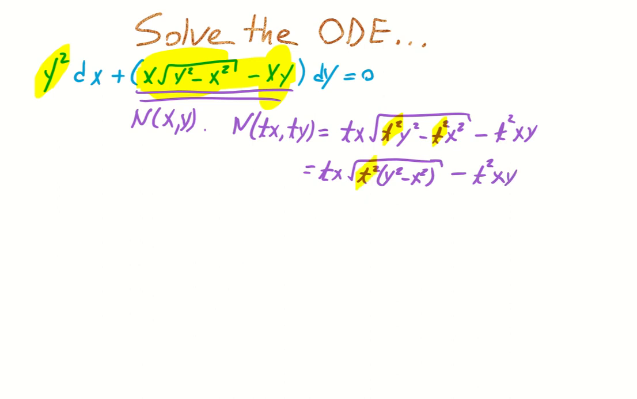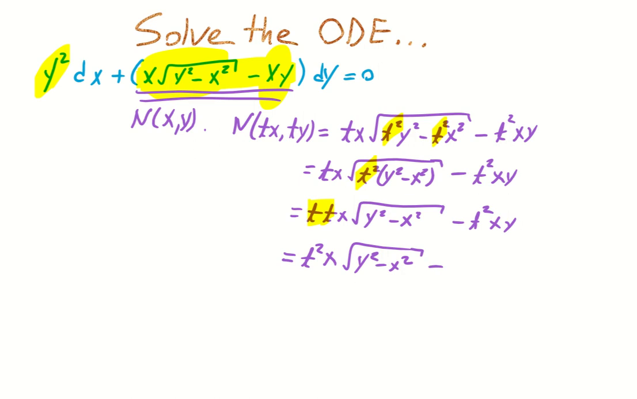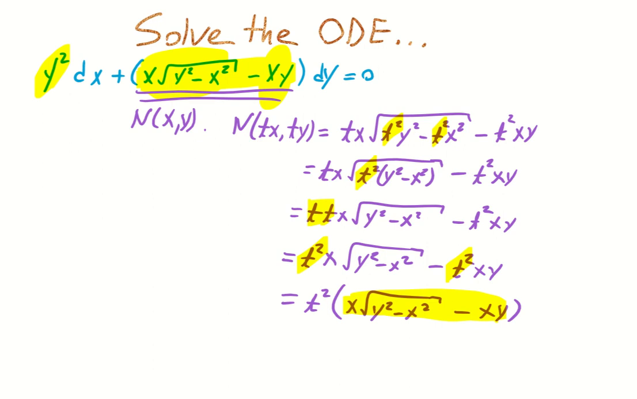Then the question is, what is the square root of t squared? Well, that's just t. Hence we have t times x times the square root of the quantity y squared minus x squared, and then we have our minus t squared times x times y. t times t obviously is just t squared, so we have t squared times x times the square root of the quantity y squared minus x squared minus t squared times x times y. We can factor that t squared, and so we have t squared times the quantity x times the square root of the quantity y squared minus x squared, and then we have our minus xy. And of course, this here is our original function, N of x, y. Thus we have t squared times our original function, N of x, y.